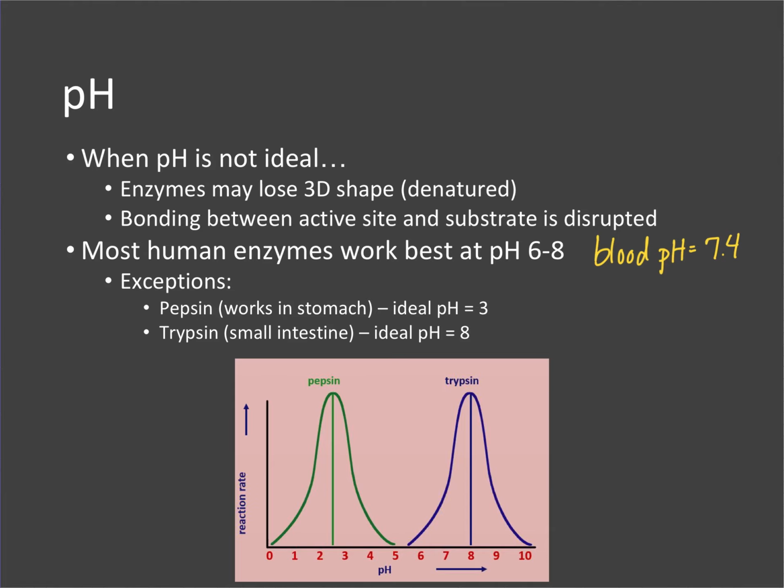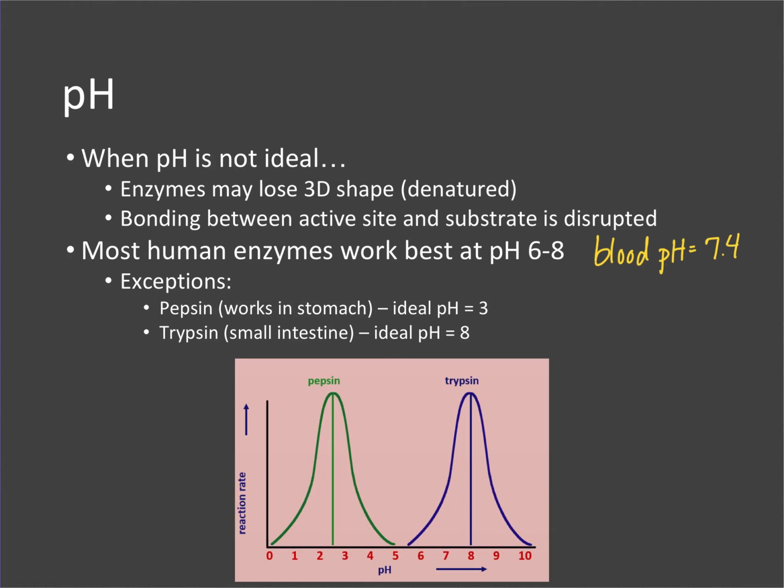For example, we know that the stomach is really acidic, and that acidity is actually really important for enzyme activity because there's an enzyme called pepsin, and that pepsin only works in a really acidic environment. So without the acidity in the stomach, the pepsin cannot break down proteins in the stomach.